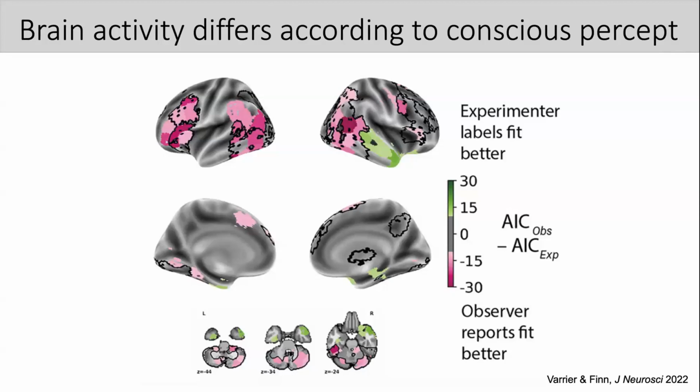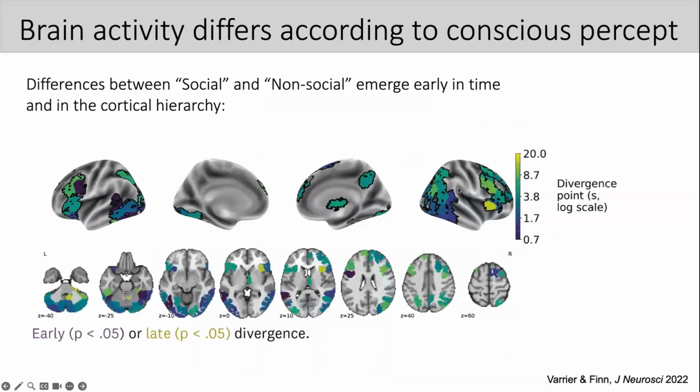Another way we can look at this, especially given that this data set was not the perfect one because performance was overall quite good, so there was not as much variability as we might have hoped for, but nonetheless, we can look at brain activity in these different regions and see if we can better model that activity when we take the ground truth, the experimenter labels, versus the observer reports. So what people actually reported seeing. The pink areas are better explained by people's actual conscious percepts. The green areas are better explained by the experimenter labels. So you can see that in a lot of places, the ground truth is really in the eye of the beholder, we think. Okay, let me skip this.